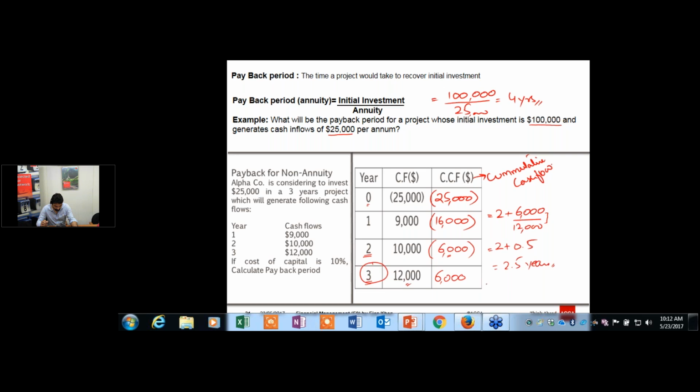Yes, Aisha, you can say half of the year or 6 months. Yes, 2 years and 6 months. Dania, yes, we can say that it's 2 years and 6 months, or we can say it's 2.5 years. Any other question?